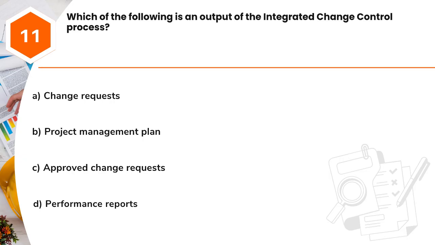Question 11. Which of the following is an output of the integrated change control process? A. Change requests. B. Project management plan. C. Approved change requests. D. Performance reports.